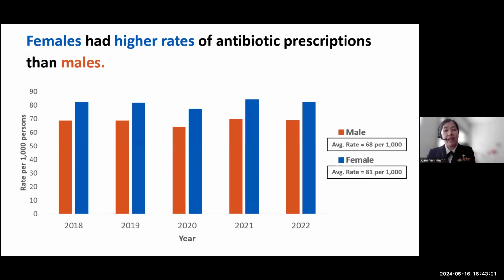Now we'll look at dental antibiotic prescription rates by patient characteristics, starting with patient sex at birth. The rate per 1,000 persons is shown here on the left axis. Females, shown in blue, had higher rates of antibiotic prescriptions than males in orange. The average prescribing rate was 81 antibiotics per 1,000 females and 68 antibiotics per 1,000 males.